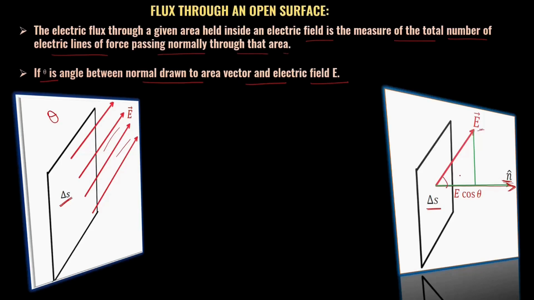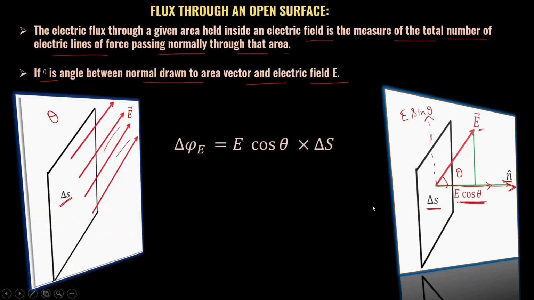So if this is theta, now we have to resolve the electric field into its component forms. Since E is a vector, it can be resolved into components. One will be along the base, called E cos theta, and the other will be along the perpendicular direction, the y direction, called E sin theta. Out of these two components, the E cos theta component is pointing in a perpendicular direction to the area surface. See here, only this component E cos theta is crossing the given surface area in a perpendicular direction. So only this E cos theta will contribute towards the electric flux.